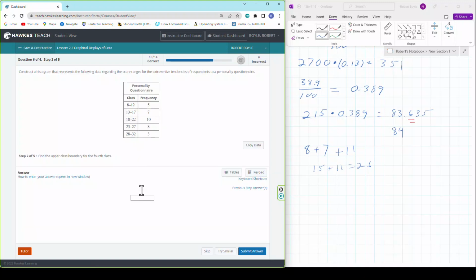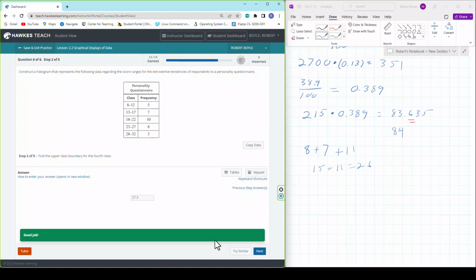All right, now we want to find the upper class boundary for the fourth class: class 1, 2, 3, 4. This is the fourth class. The upper class boundary is going to be the number between the upper limit for the fourth class, 27, and the lower limit for the fifth class, 28. That number will be 27.5. That is the number between 27 and 28.